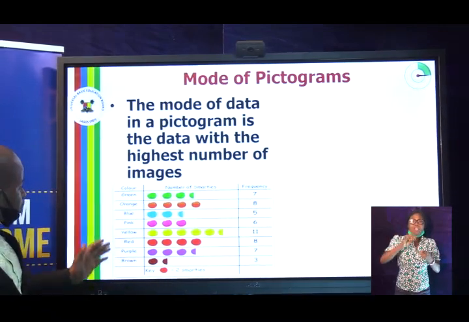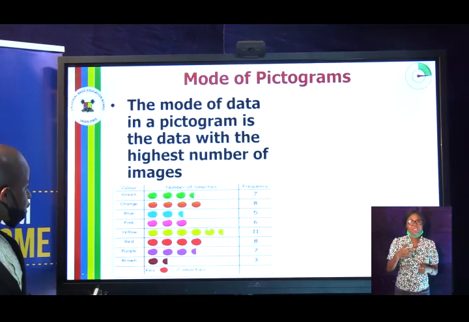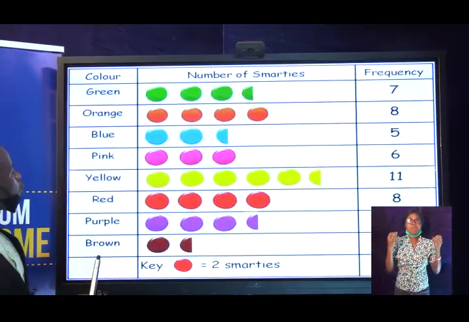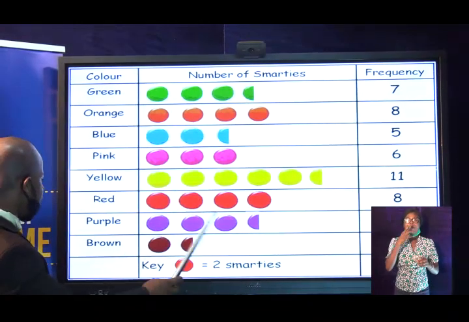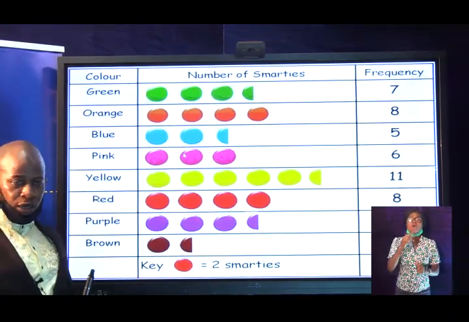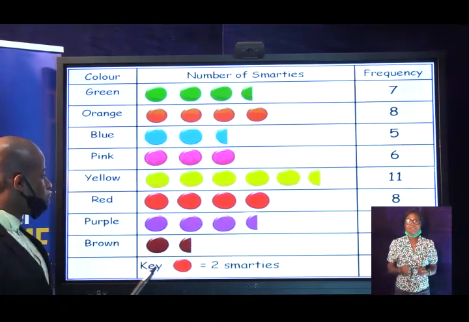Now, look at this table. We can zoom in on this table to see that there are so many colors here. We have green, we have orange, and we have blue, pink, yellow, red. But which one has the most images? Obviously, it is yellow that has the most images.